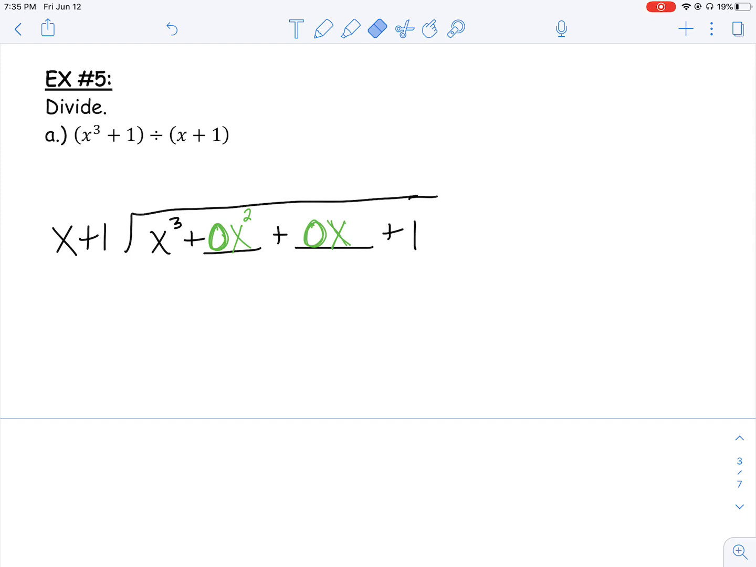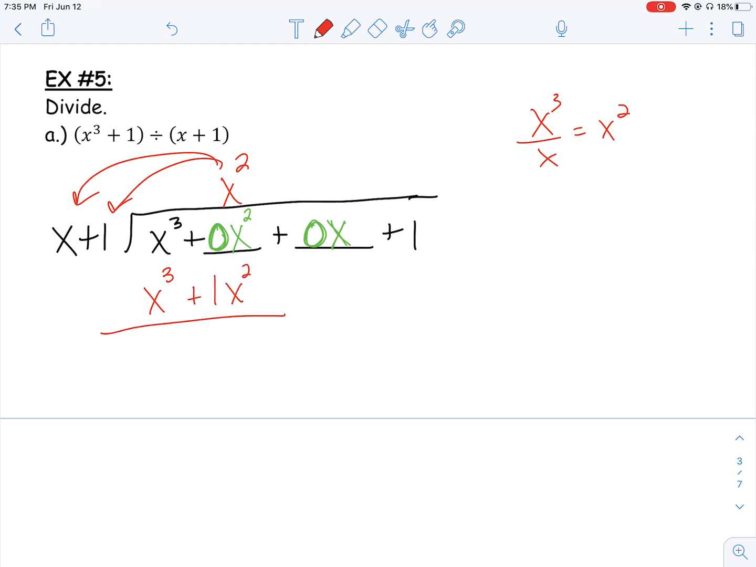All right, here we go. Let's change to red. All right, what is x cubed divided by x? Well, x cubed divided by x is really x squared, right? All right, so I have an x squared. Let's multiply that through. X squared times x is x cubed. X squared times 1 is 1x squared.